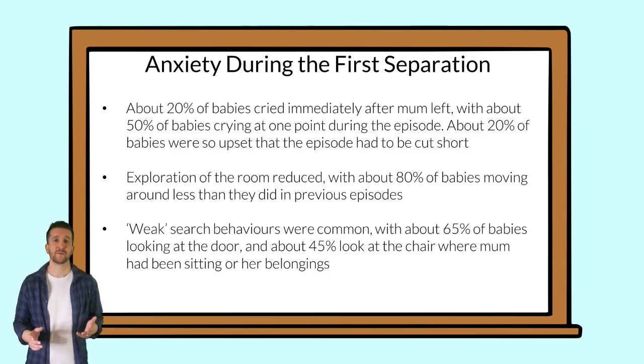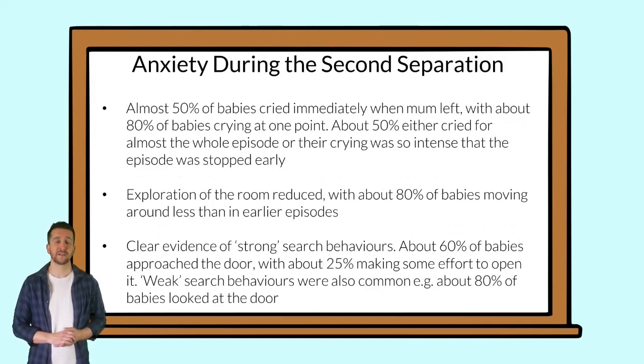Now this brings us to episode 6, anxiety during the second separation, when the baby was left in the room alone. In this second episode, the findings with respect to each of the 3 types of behaviors were as follows. So almost 50% of babies cried immediately when mum left the room, with about 80% of babies crying at one point during the episode. About 50% either cried for almost the whole episode, or their crying was so intense that the episode was stopped early.